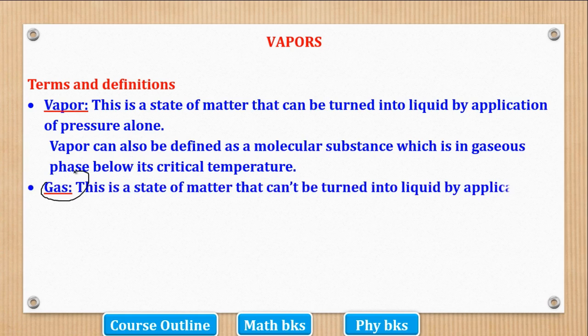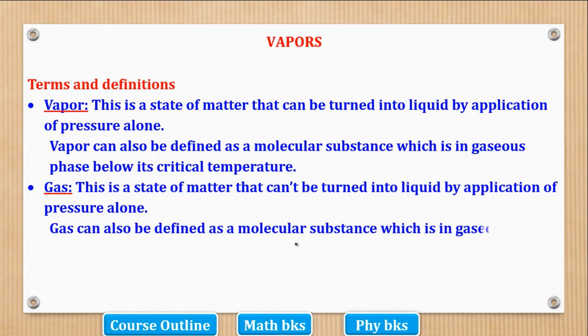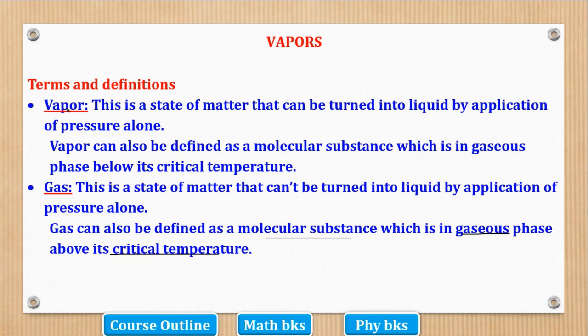Then a gas. A gas is a state of matter that cannot be turned into liquid by pressure alone. A vapor, you can turn into liquid by application of pressure alone, but a gas cannot. You can also define it as a molecular substance which is in gaseous phase above its critical temperature. A vapor is below critical temperature, but a gas is above critical temperature.